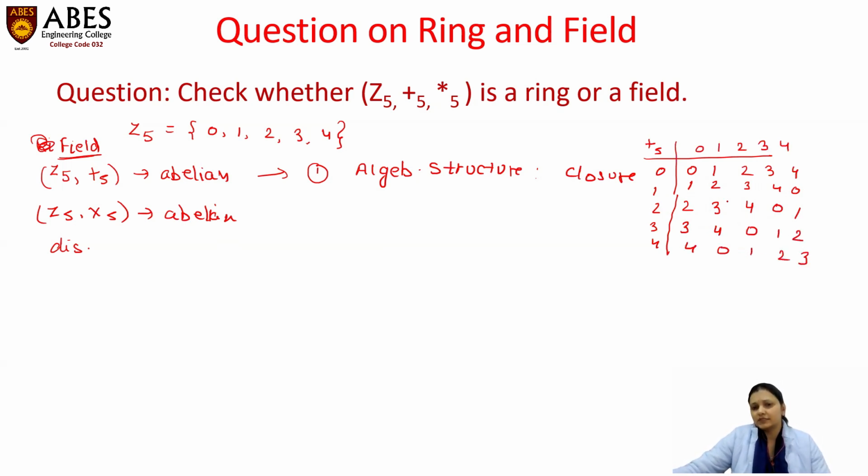The closure property is satisfied, as by performing addition modulo 5 between any two numbers, we are getting a number which belongs to this particular set Z5. So the closure property is satisfied. Now we will check for the associative property. Consider any three numbers. Let me consider 1, 2, 3.